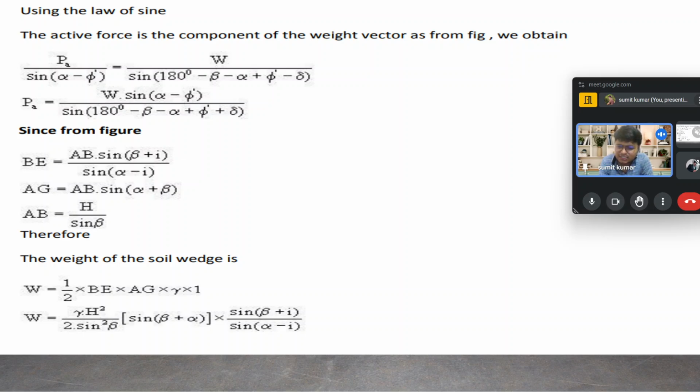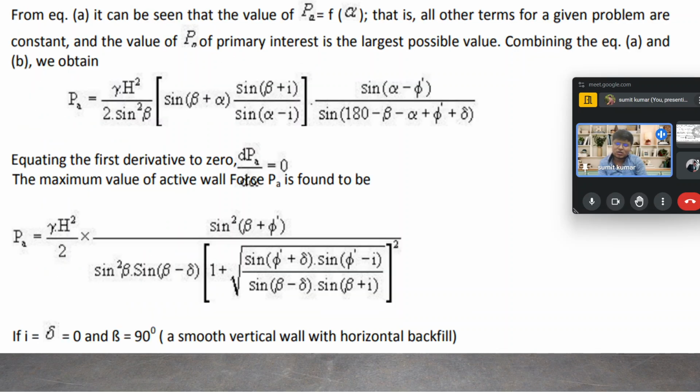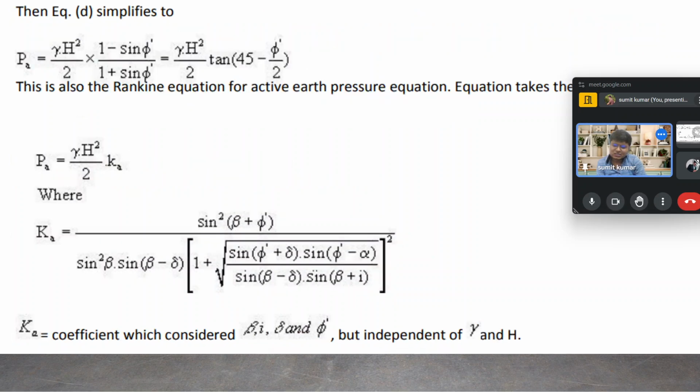So, when we solve this, we come to know W as gamma H square by 2 sine beta into sine beta plus alpha into sine beta minus I by sine alpha minus I, and everything is dependent over here. Similarly, we go ahead and calculate the value of PA as a function of alpha, and other terms given in the problem are constant. We are interested in finding the value of PA, and by doing those calculations we are able to get the value of PA, and ultimately we are able to get the resultant force as well. That is the calculation mentioned over here.